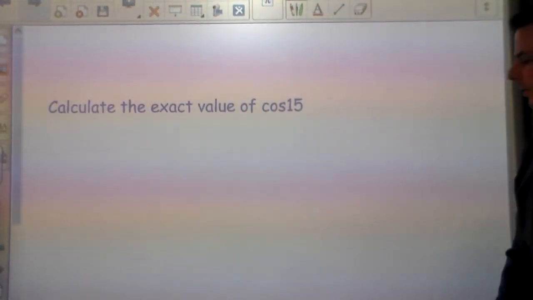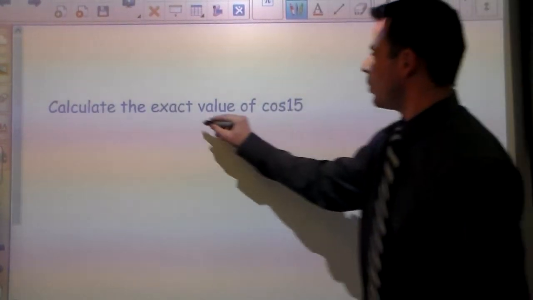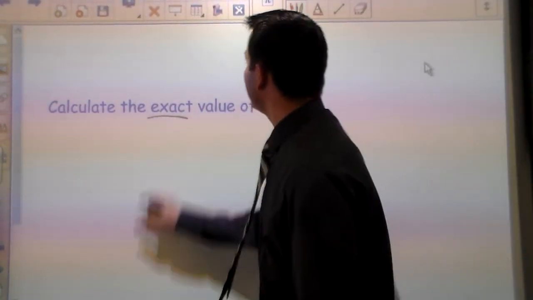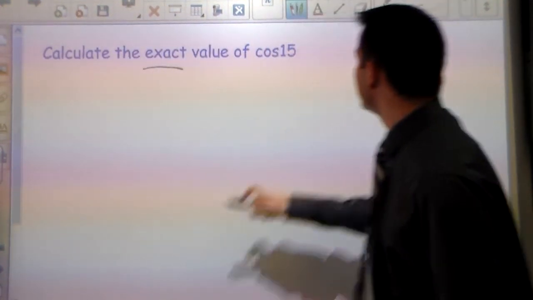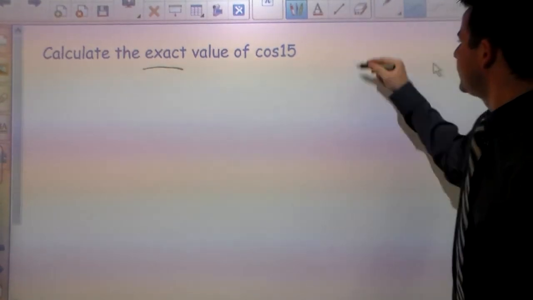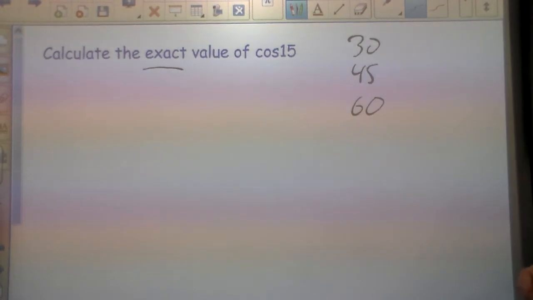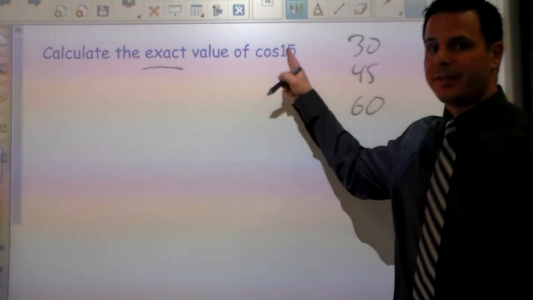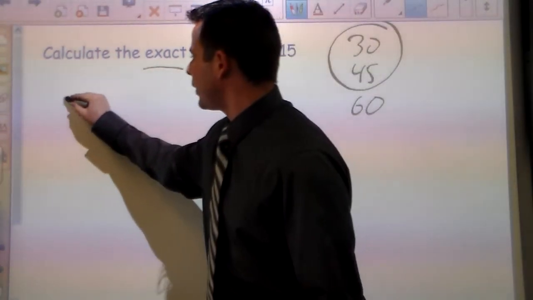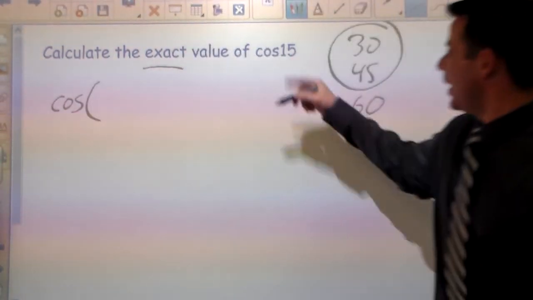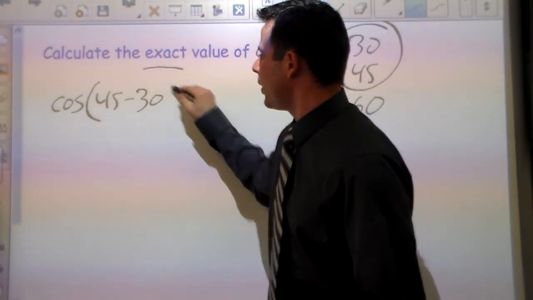Let's calculate the exact value of the cosine of 15. Again, I see the word exact. That's telling me that I can only use fractions which come from angles of 30, 45, and 60. So now I have to think, how can I create 15 degrees from these? Well, I'm going to use these here and I'm going to subtract them. So I'm going to say the cosine of not 15, I'm going to say 45 minus 30.